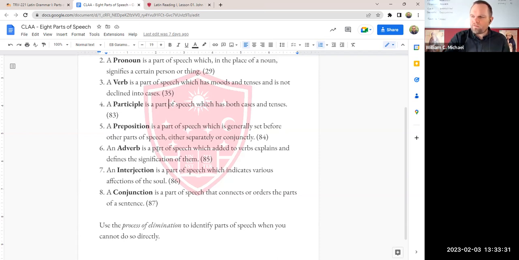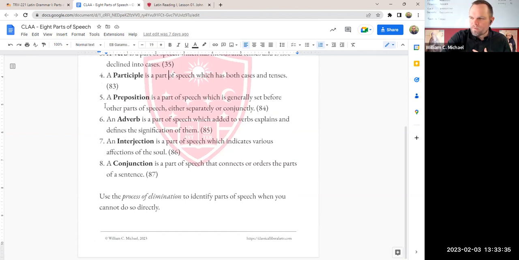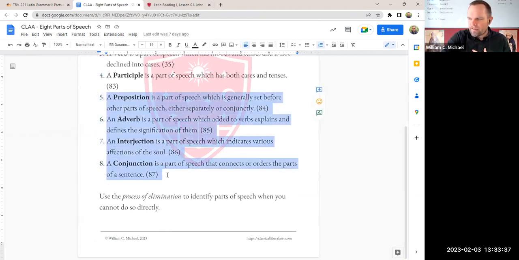There's only one form. That means it cannot be a noun, pronoun, verb, or participle. It has to be one of the last four parts of speech. So let's put it to the test and see what we can figure out. The word et, and you know it means and because we have the translation already.